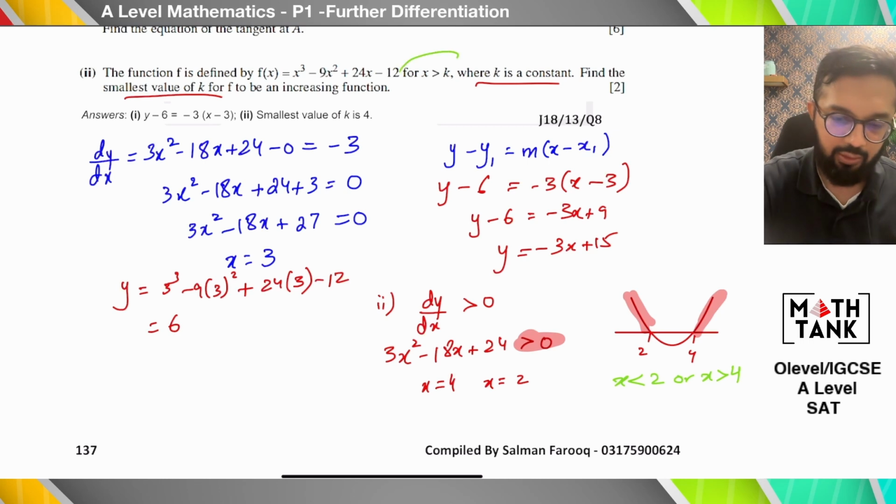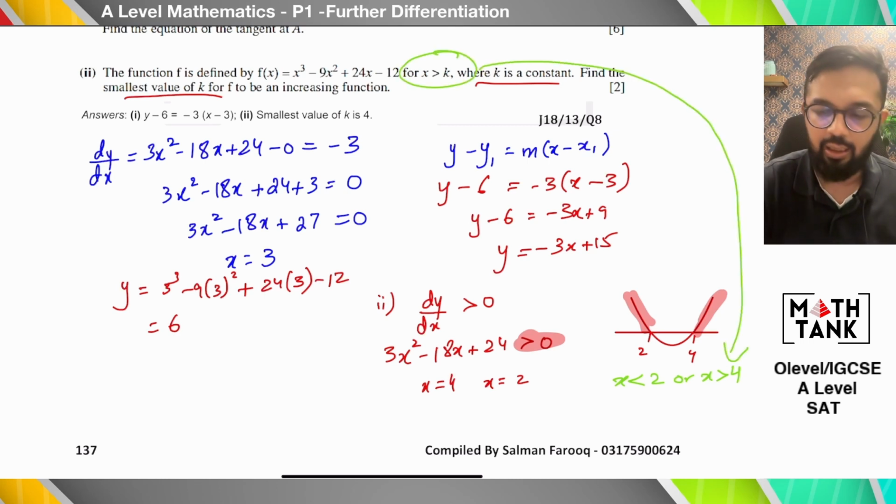What value was I trying to match? I was trying to match this. So I'm going to match that and say that the smallest value of k is 4. So greater than 4 should give you an increasing function.